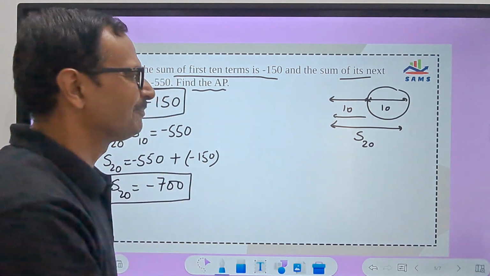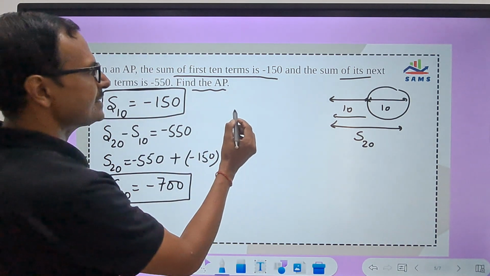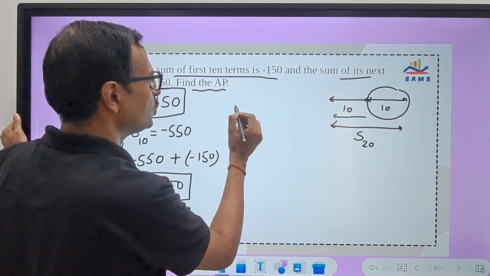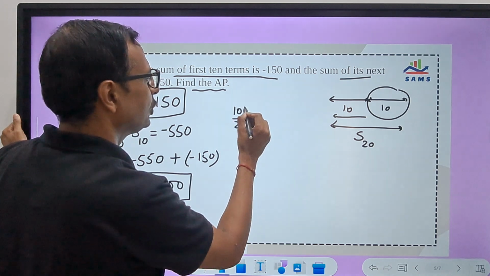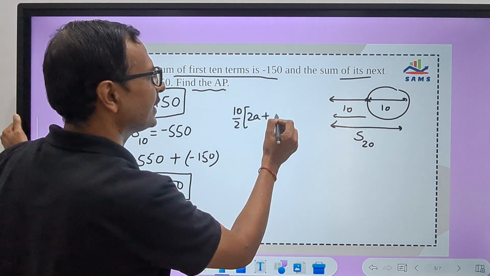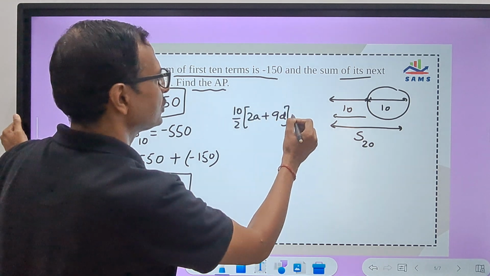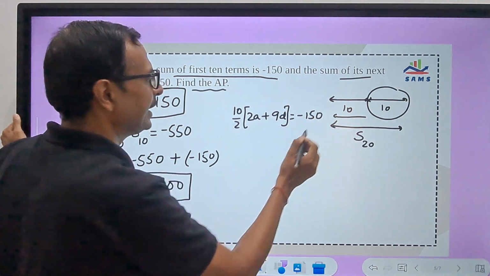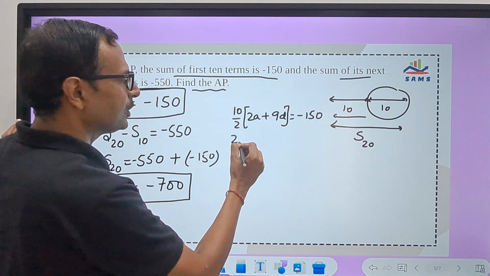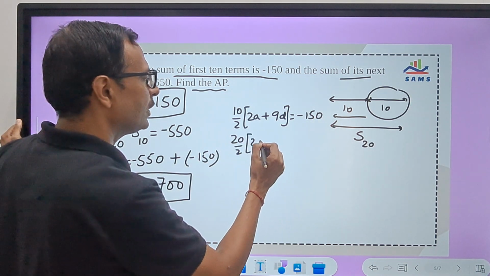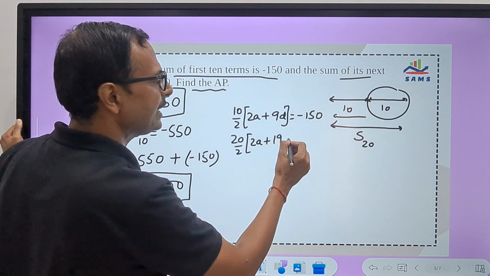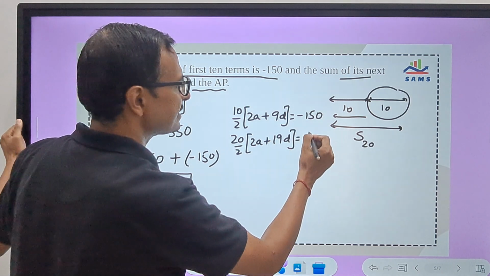So I'll formulate the equations for you and then I'll ask you to do it and post your comments here, okay? So S10 is 10 by 2, 2a plus 10 minus 1, 9d. So that is minus 150. And the other one, S20, 20 by 2, 2a plus 20 minus 1, 19d equals minus 700.